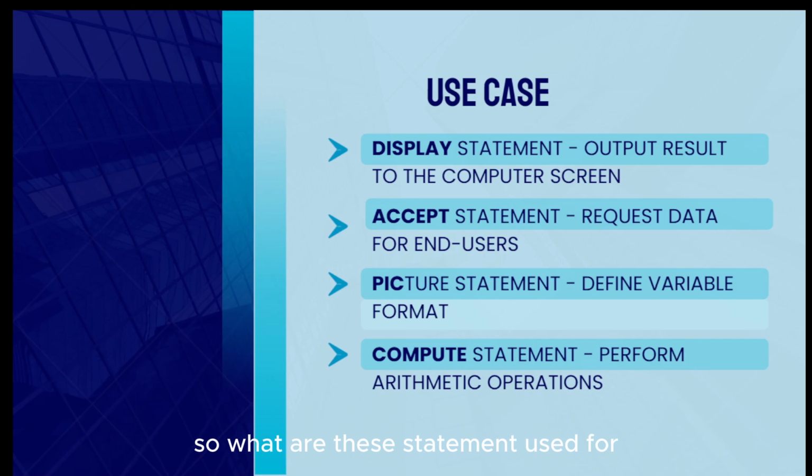So what are these statements used for? Display statement will output the result to the computer screen. Accept statement is used to request data from the end user. Picture statement defines the variables of the working data that we will be using in the program. And finally, compute is to perform arithmetic operations.